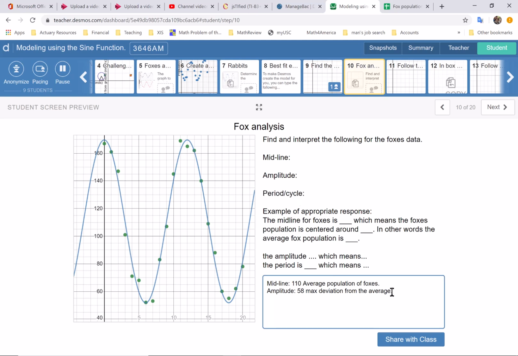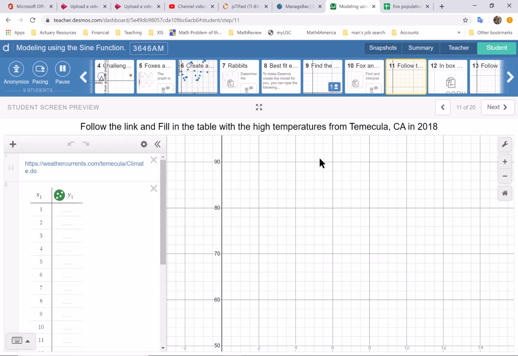So it was 30 because the period was 360 over 12, and the 12 was there because of 12 months in a year, right? So that's what that one would be. Next one would be doing the temperatures in Temecula.